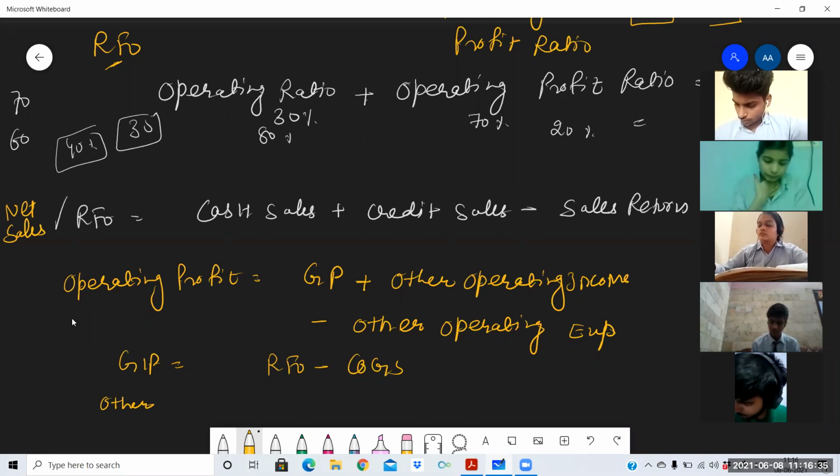Recall the format of statement of P&L account. If you remember, while in 11th class, we used to make the P&L account, we were writing some items in the credit side apart from gross profit. Could you please tell me what were those items which we were writing in the credit side of the P&L account apart from gross profit? Could you people recall which items?